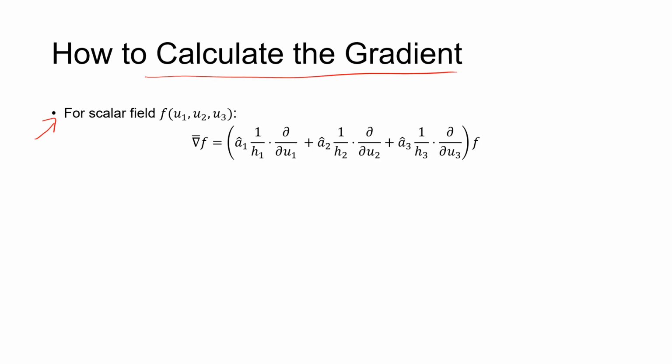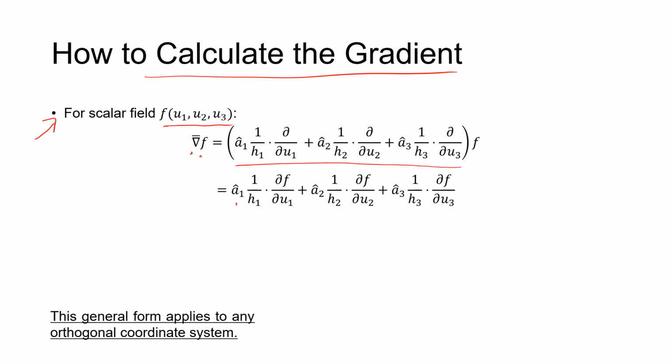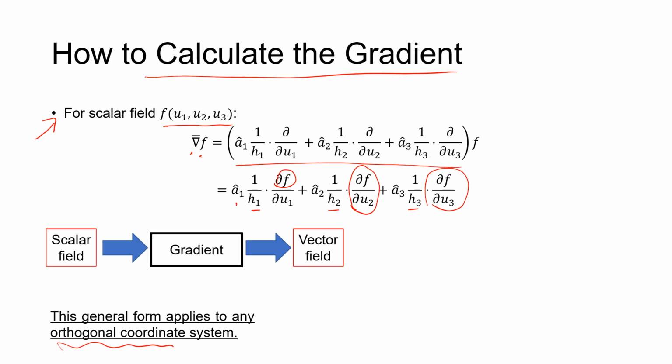For a given scalar function in the dimensions u1, u2, u3, the gradient will be nabla multiplied by the function f. Nabla we have already defined before, and by applying nabla we differentiate in each direction of the function f: partial f by partial u1, partial f by partial u2, and partial f by partial u3. And of course you need to take care of the scaling factor in each direction. Note that this only applies to orthogonal coordinate systems. If we think of the gradient as a system, the input is a scalar field and the output is a vector field.